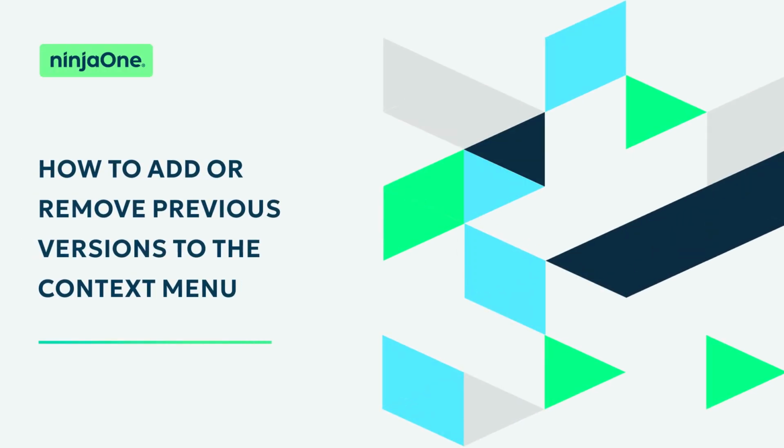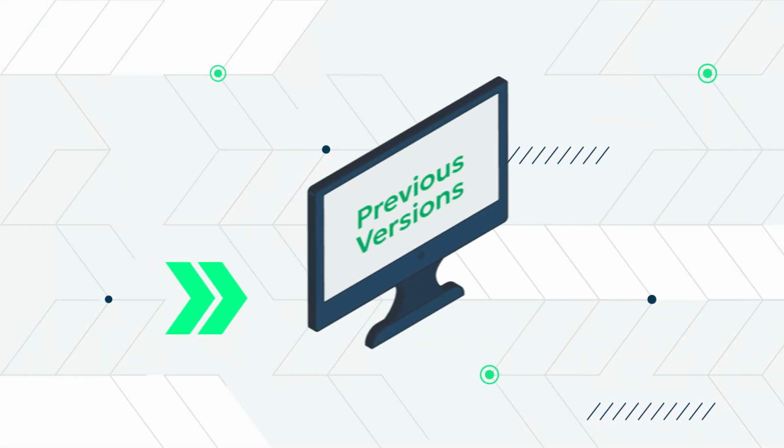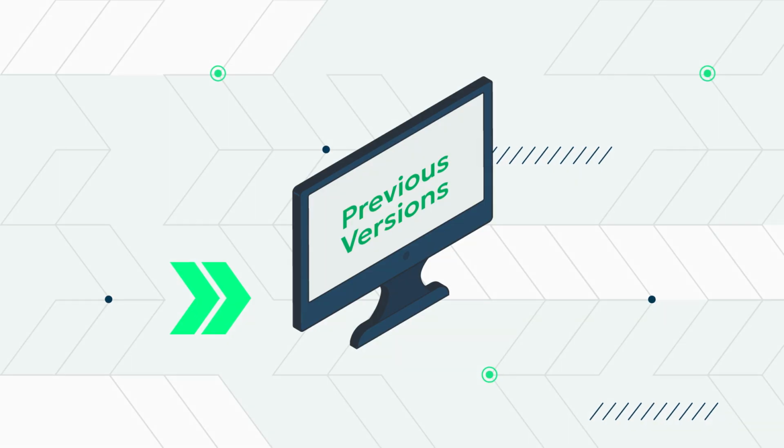How to add or remove previous versions to the context menu. Previous versions in Windows 11 lets you restore earlier versions of files that were saved using File History, System Restore, or Windows Backup in drives with the system protection enabled.